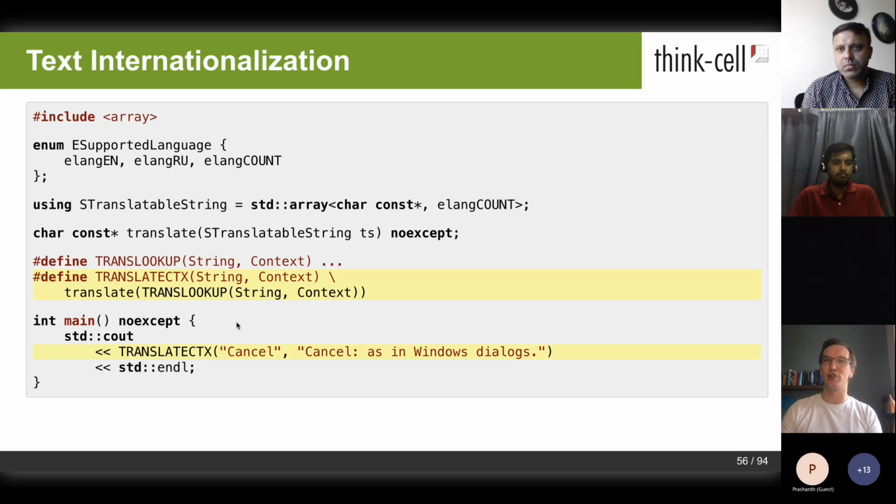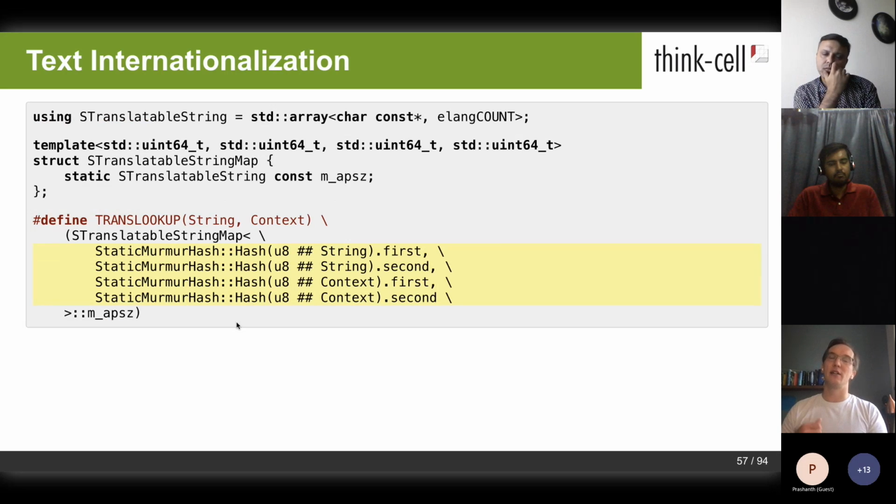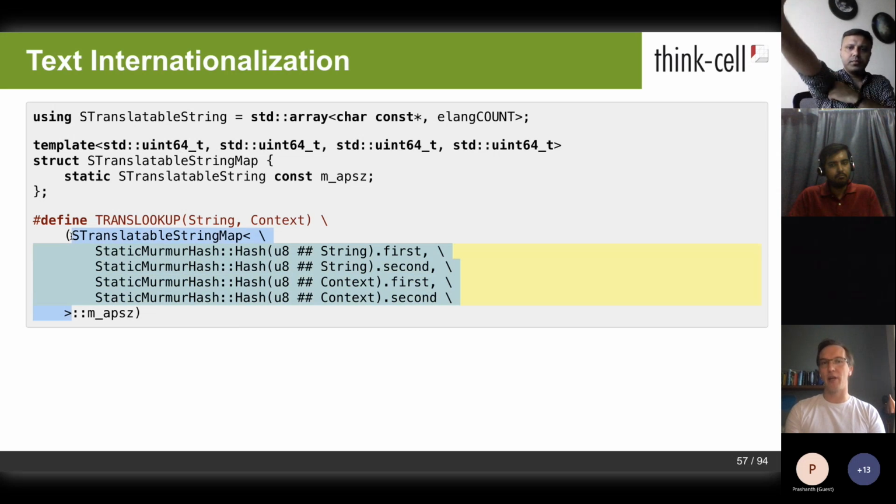Okay, so what does the trans lookup function do? I already implied it doesn't do a runtime text lookup. Instead, it calculates a hash of the English string and the translation context at compile time. So that's a static murmur hash. The static murmur hash is a 128-bit hash. There's no built-in 128-bit data value. So that hash function returns a pair, and we split the hash into two 64-bit integer values. So here we hash the string, here we hash the translation context. And then we use this hash as a compile time lookup key in a template.